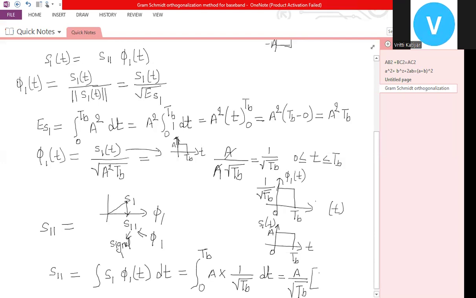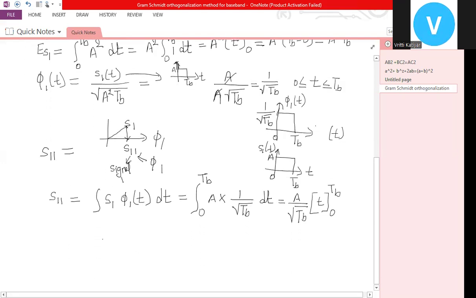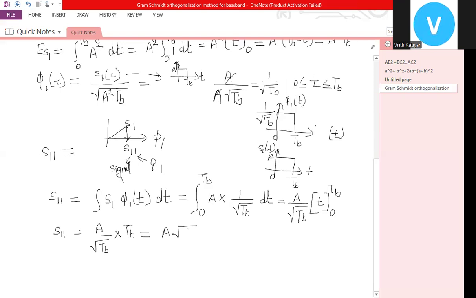Integration of 1 is written as t, with the lower limit and the upper limit, which can further be simplified as S11 equal to A by root Tb into Tb, and can be simplified as A root Tb. So this is S11. Now we will be looking for the signal S2.